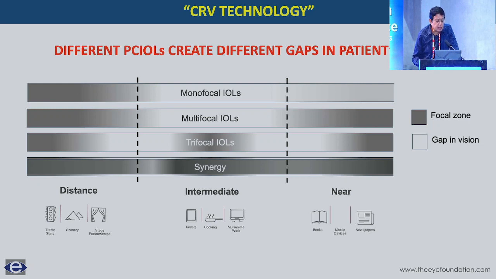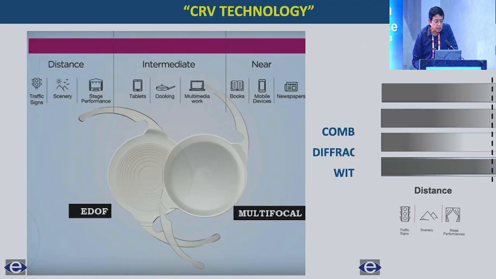So the continuous range of vision lens, the Synergy, what it attempts to give you is a seamless vision across all distances, distance, near and intermediate. And at least in my hands, I see that bilaterally implanted, most of these patients function quite well from 33 centimeters to almost till infinity.